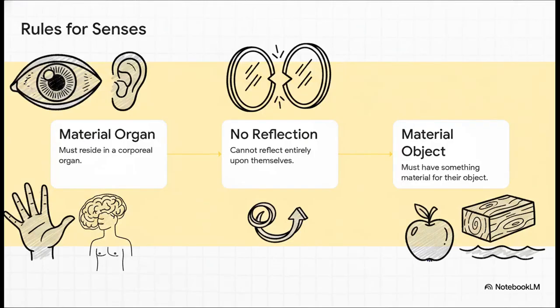The author establishes some pretty strict rules for these senses. Step 1. They must reside in a corporeal, material organ.